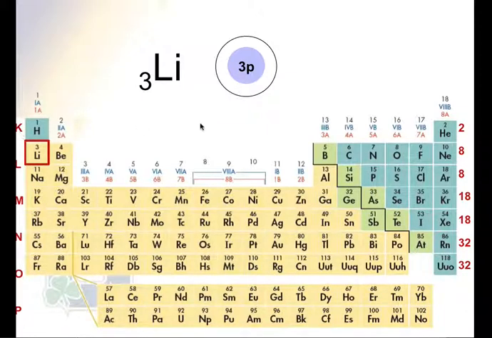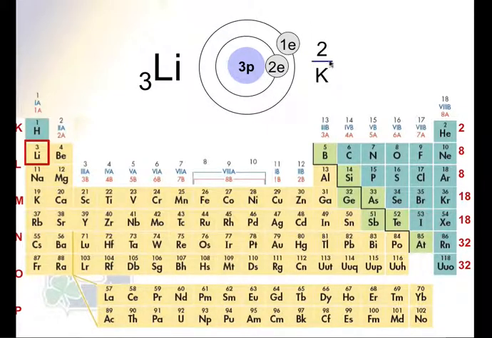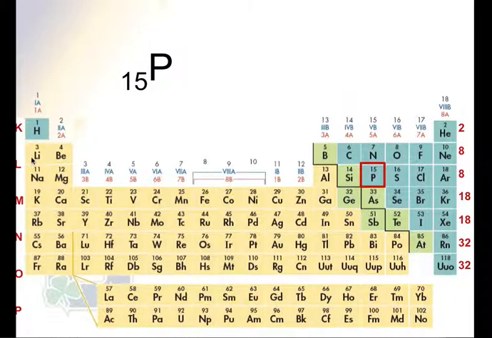Now, notice it's not in the K period, but we can't just jump to that second electron shell. We have to fill the inner shell first. So that means we have 2 electrons in the K orbital, and then we have 1 electron in the L orbital, KL. Okay. What about this one?